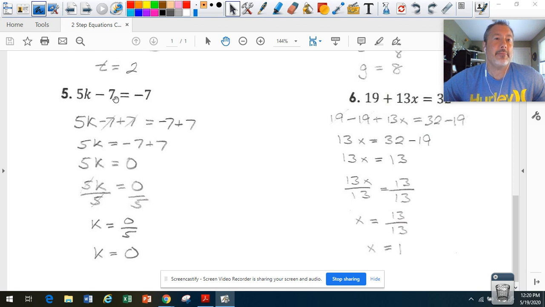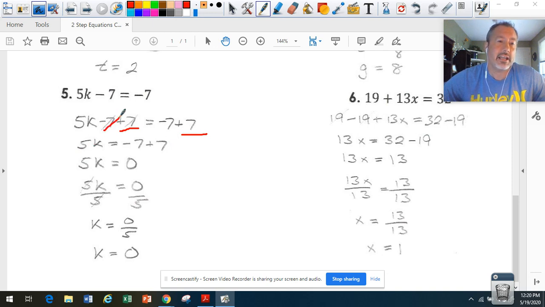We have 5k minus 7 equals negative 7. Once again, friend has to go first. So this is where we start with our negative 7. Opposite of negative 7 or minus 7 is plus 7. So I am going to add 7 to both sides. Add 7 here, add 7 here.